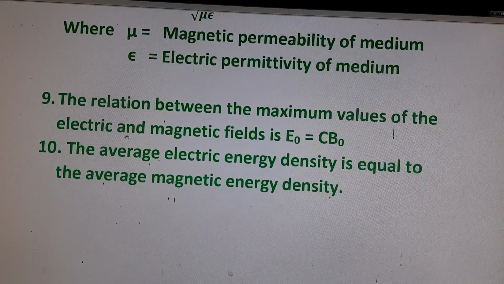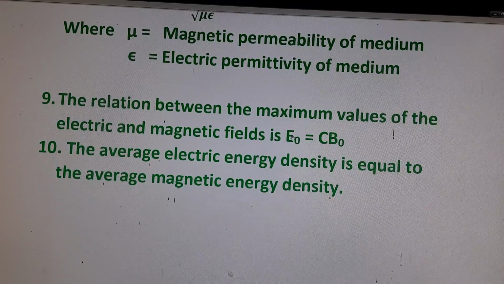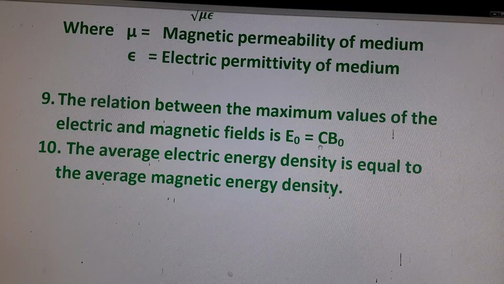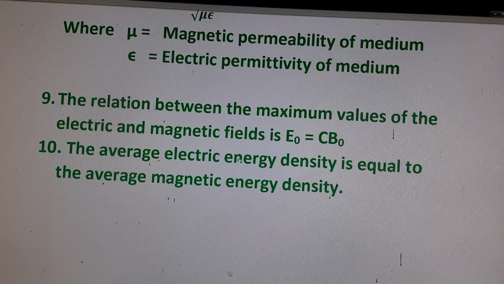Next, the relation between the maximum values of the electric and magnetic field. We take E naught and B naught. E naught means the amplitude of the electric field, B naught means the amplitude of the magnetic field. So E naught by B naught is equal to c, where c means light velocity. The ratio between the amplitude of the electric field and the amplitude of the magnetic field is equal to the light velocity, 3 into 10 power 8 meter per second.